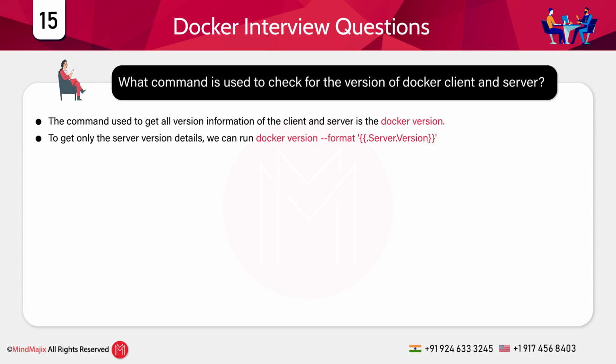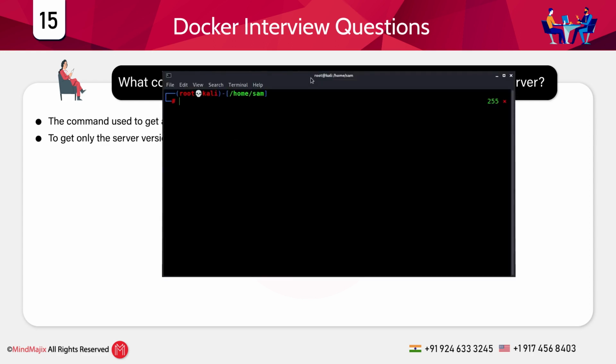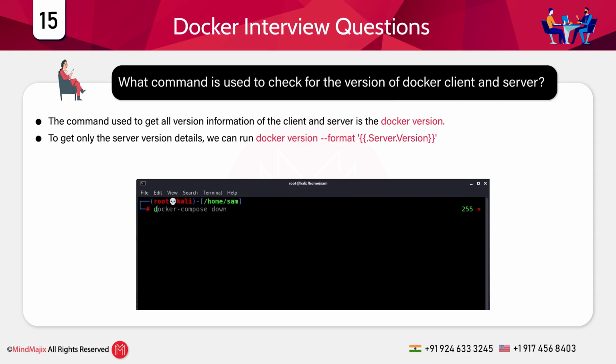We can check this practically, because we didn't do this command at all. So let's provide docker version --format and .server .version. So this is the command to print the Docker server version.